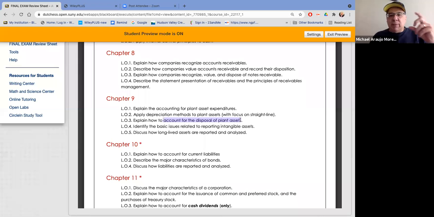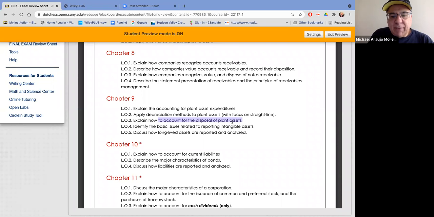The money they receive is the proceeds. We compare the proceeds to the book value. If proceeds are more than the book value, they have to record it as a gain on the disposal of plant assets. If the book value is more than the proceeds, they have to record a loss. Remember, those gains and losses are on the multi-step income statement from Chapter 5. But that was important, the use of the book value to determine whether it's a gain or a loss.